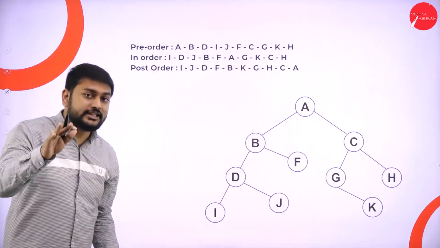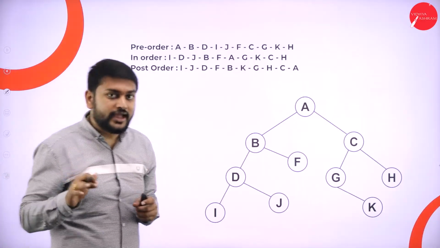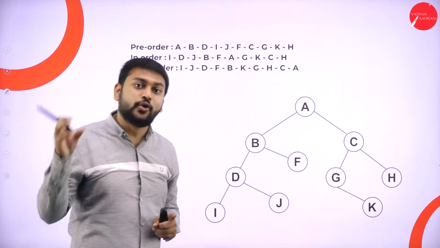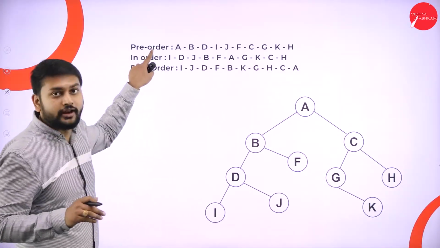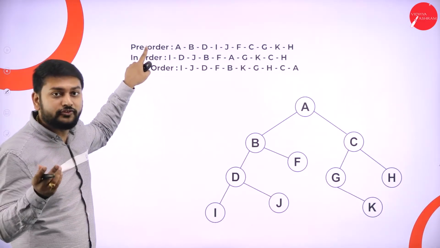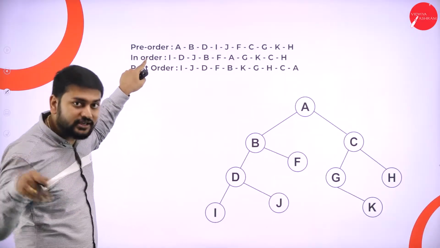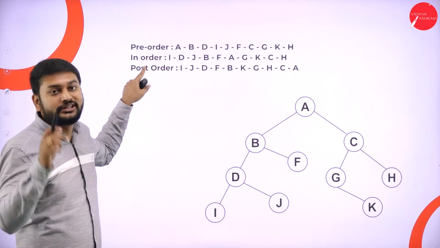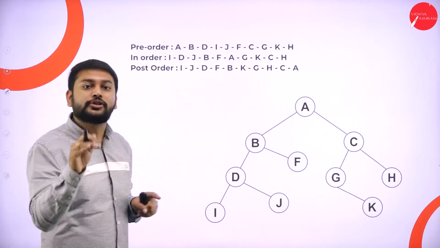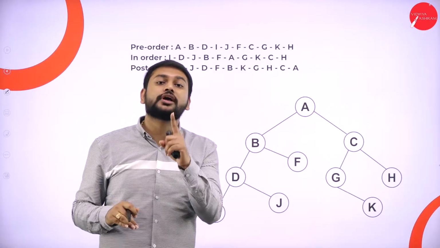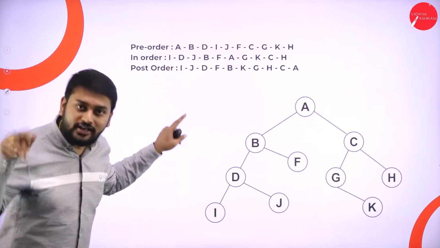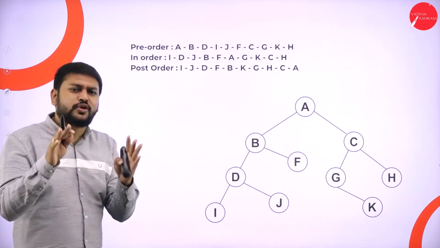How do I get this answer? I will teach you one trick. Whenever I'm visiting a particular node for the first time, that node should go to the pre-order. Second time if you're visiting, it should go to the in order. Third time if you're visiting, it should go to the post order. This is what you need to remember. I repeat, if you are going for the first time to that particular node, it should go to the pre-order. Second time, it should go to the in order. Third time, it should go to the post order.